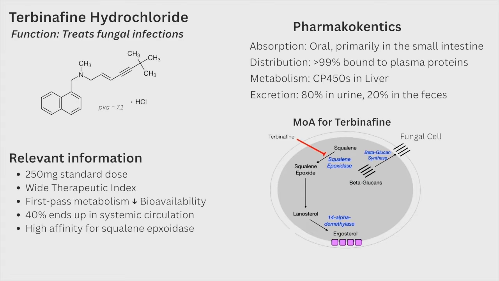So once you are absorbed into the bloodstream, actually over 99% of this drug is going to be bound to plasma proteins. And the specific plasma protein you're going to be bound to is alpha-1 acid glycoprotein. And that's because this drug is primarily basic. You're going to have quite a high affinity for that protein, actually.